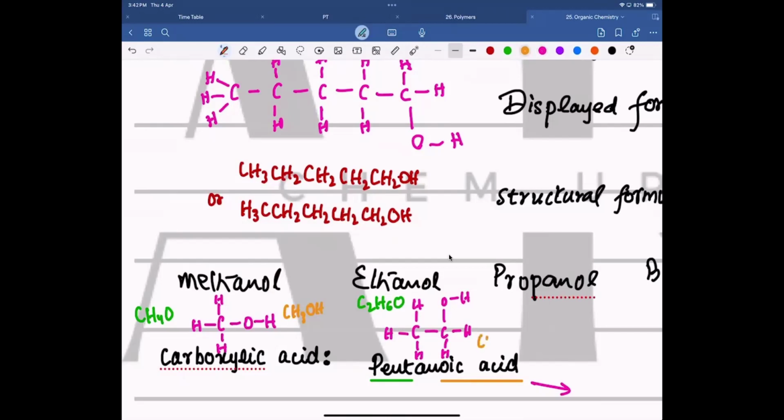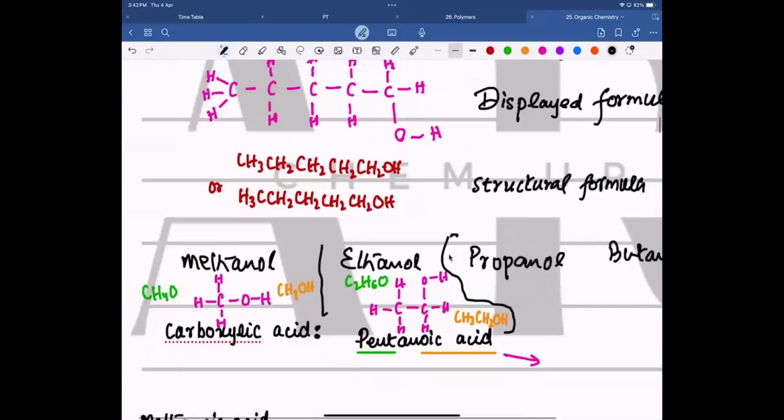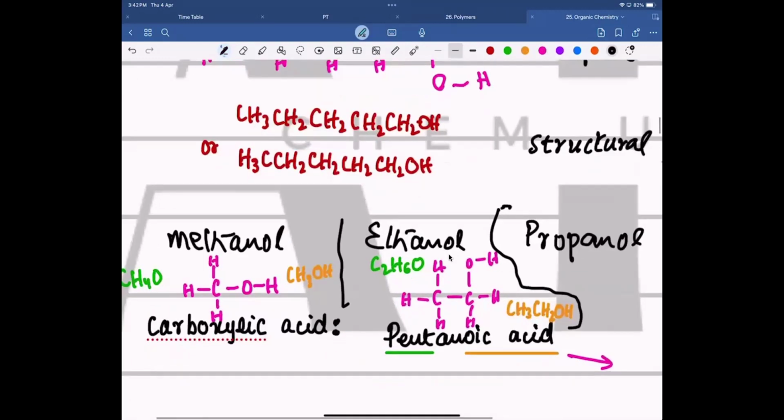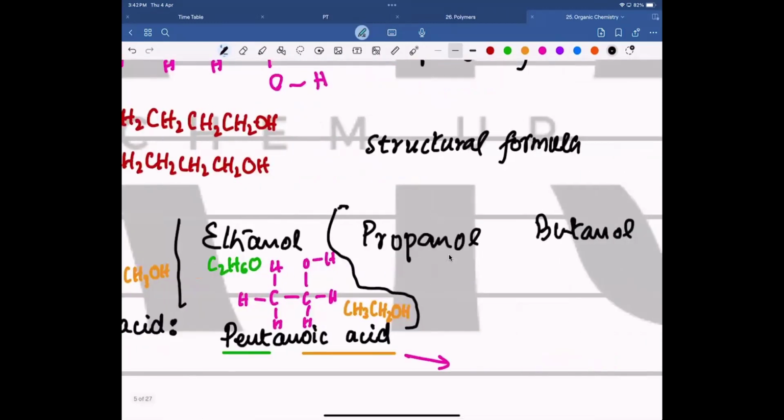And the structural formula would be CH3CH2OH. Is this clear, Khatija? Yes, sir. So what mistake were you doing? I had written the molecular formula wrong.